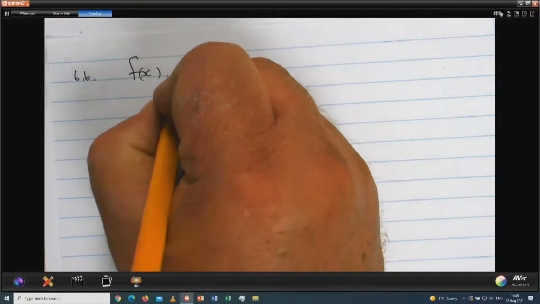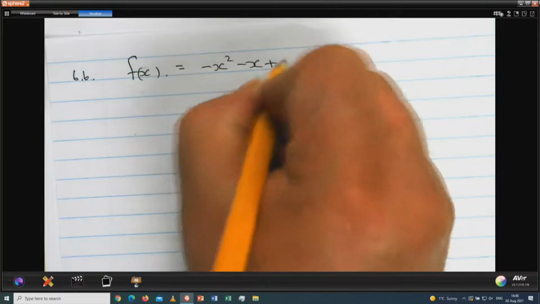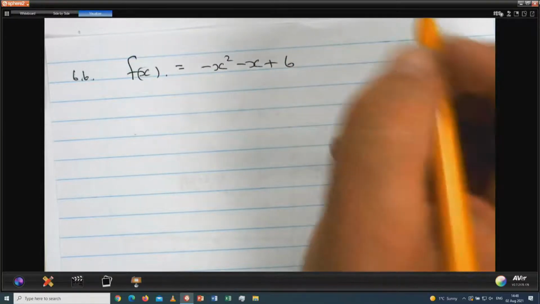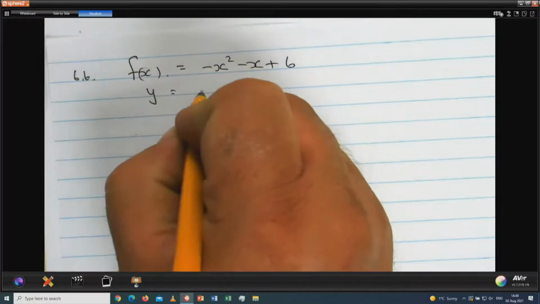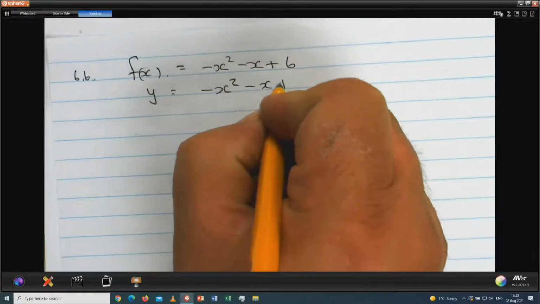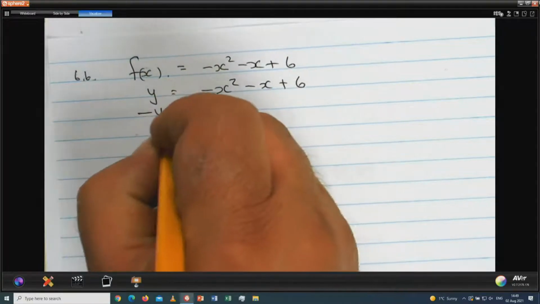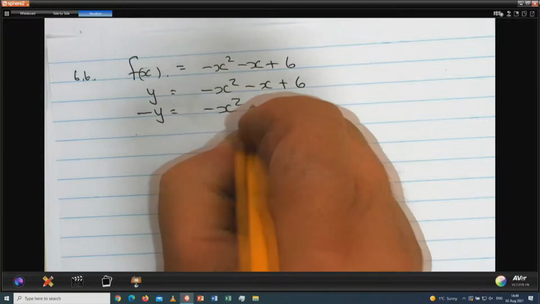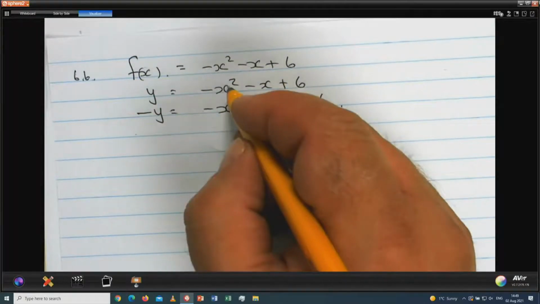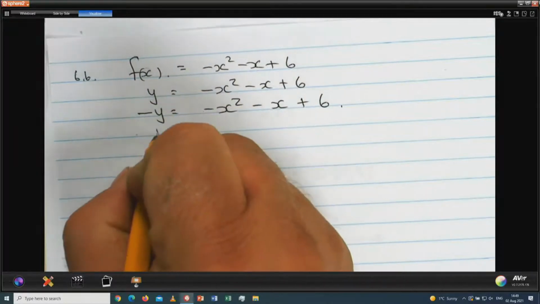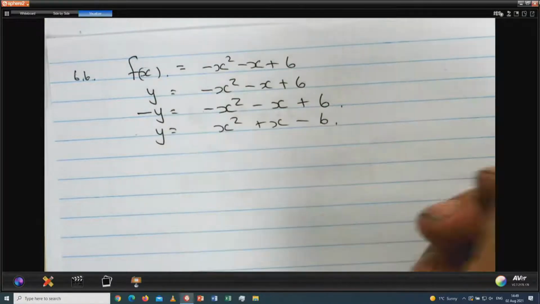f(x) is equal to -x squared -x plus 6. Right, if it's reflected in the x-axis, then y is equal to -x squared -x plus 6. If it's reflected in the x-axis, x remains the same, but the y changes in sign. Right, that's the first transformation that's taken place, the reflection in the x-axis. x remains the same, y changes in sign, and make y the subject of the formula: x squared plus x minus 6.